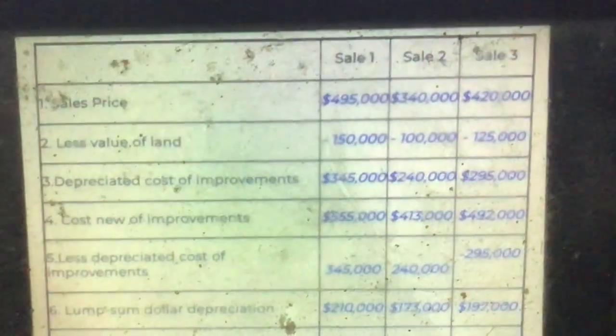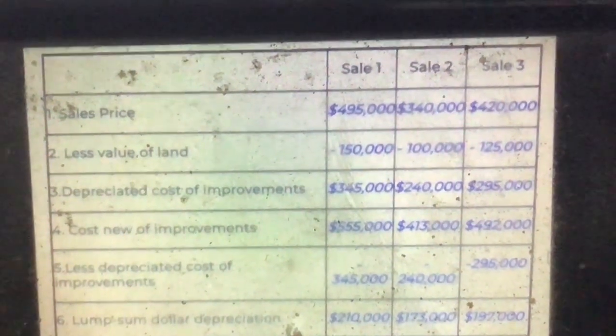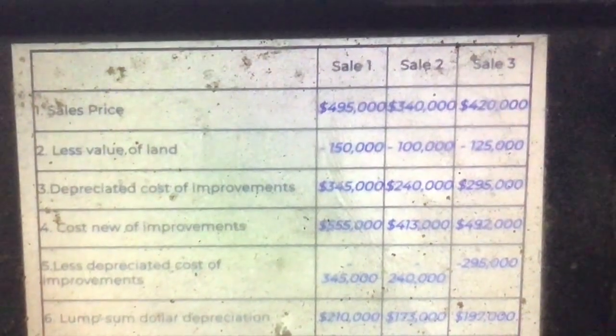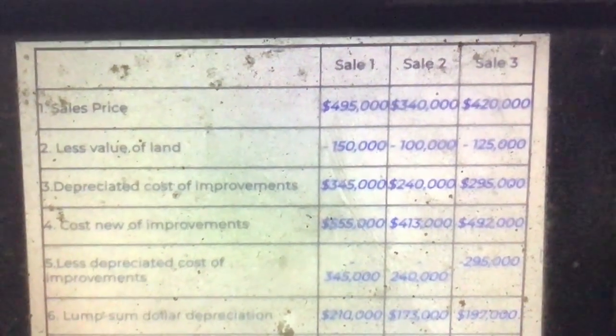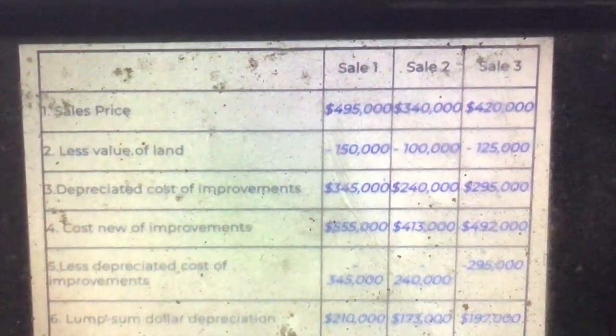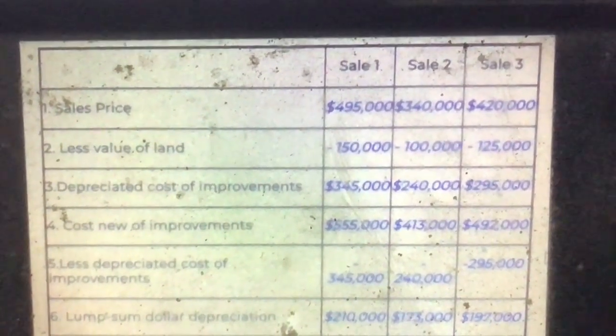So you can see the first row was the sale prices. The second is minusing the land value for each one, and you can see the examples we just went over, why they're valued at what they're valued.